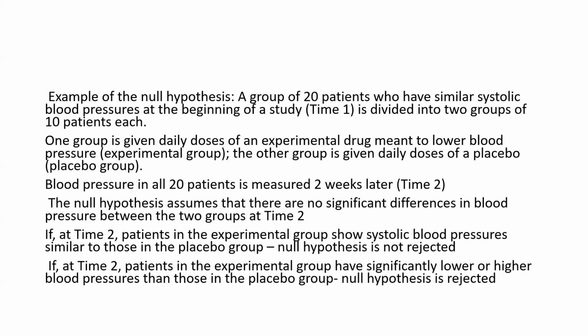So the null hypothesis assumes that there are no significant differences in blood pressure between the two groups at time 2. If at time 2 the patients in the experimental group show systolic blood pressure similar to those in the placebo group, the null hypothesis is not rejected. If the patients in the experimental group have significantly lower or higher blood pressure than those in the placebo group, the null hypothesis is rejected.